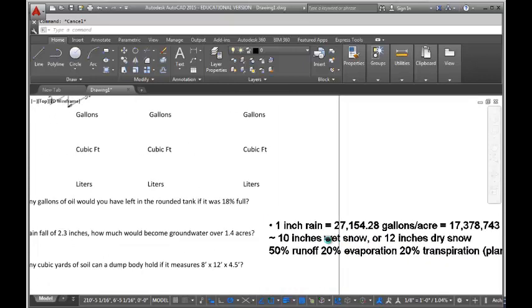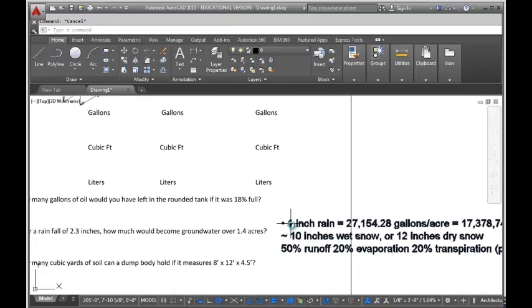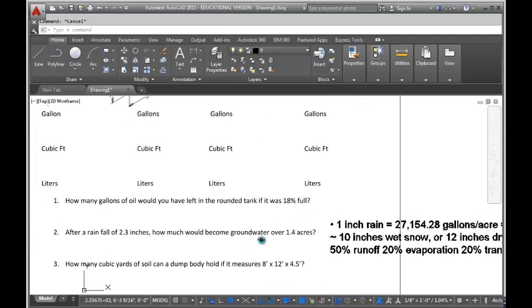Okay, so here's what I would do. This is 1 and 1 basically. So if I just multiply 1 times the number of inches I have, I'm going to have 2.3 inches. So I'm going to plug 2.3 inches into the number of inches and 1.4 acres into the number of acres and multiply those two numbers times what we've been given here for the number of gallons per 1 inch of rain over 1 acre.